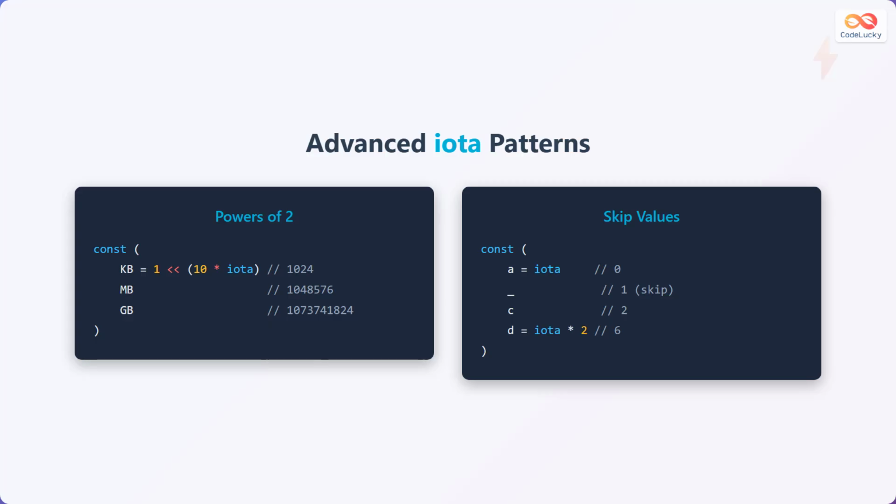1,073,741,824. You can also skip values in an iota sequence by using the blank identifier, underscore. const ( a = iota, _, c, d = iota * 2 ). In this case, a will be 0, c will be 2, and d will be 6. The underscore skips the value 1, and d is assigned the value of iota multiplied by 2.